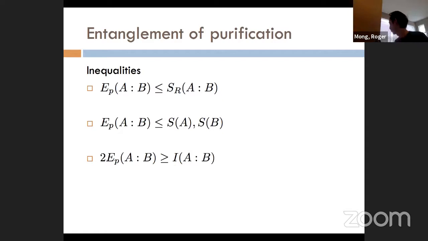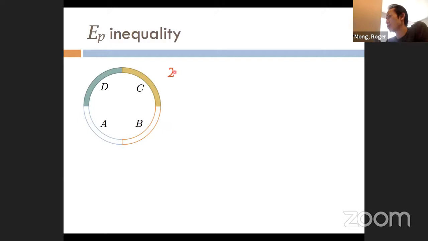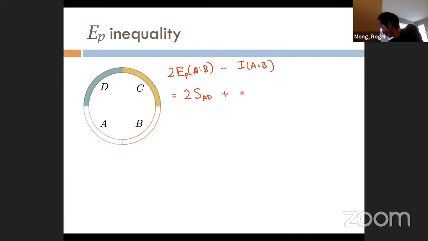Okay, so the third statement is that two times the entanglement of purification is greater than the mutual information. And I'm going to prove that also, and it basically involves strong subadditivity again. So what I want you to show is that 2EP of AB minus the mutual information is non-negative. And this basically involves expanding what all the terms are and just using strong subadditivity. So on the left is 2 times SAD, assuming that I have the optimal decomposition that gives me the entanglement of purification. On the right side, I'm going to have SAB minus SA minus SB.